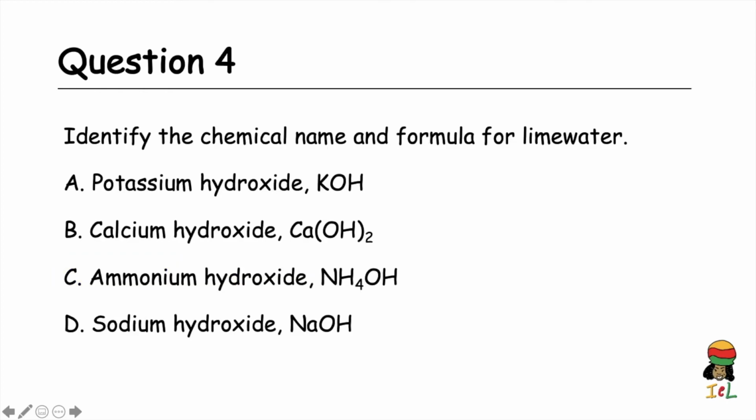Question 4. Identify the chemical name and formula for lime water. A. Potassium hydroxide, KOH. B. Calcium hydroxide, Ca(OH)2. C. Ammonium hydroxide, NH4OH. D. Sodium hydroxide, NaOH.